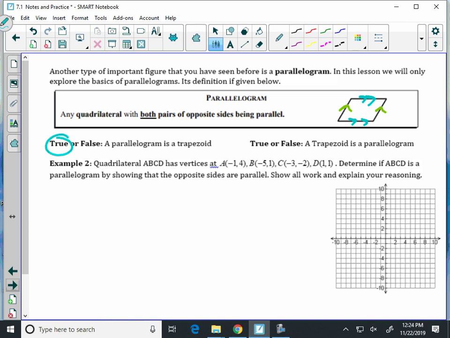True or false, a trapezoid is a parallelogram. No, that's false. Why is that false? A trapezoid only has 1 pair of parallel sides. A parallelogram has 2.